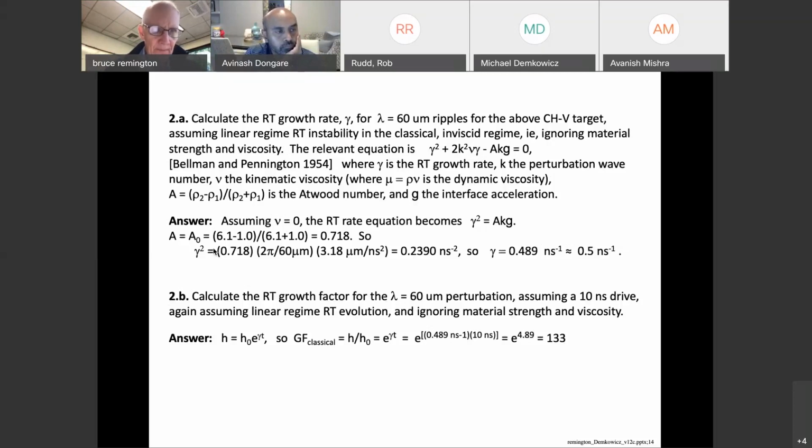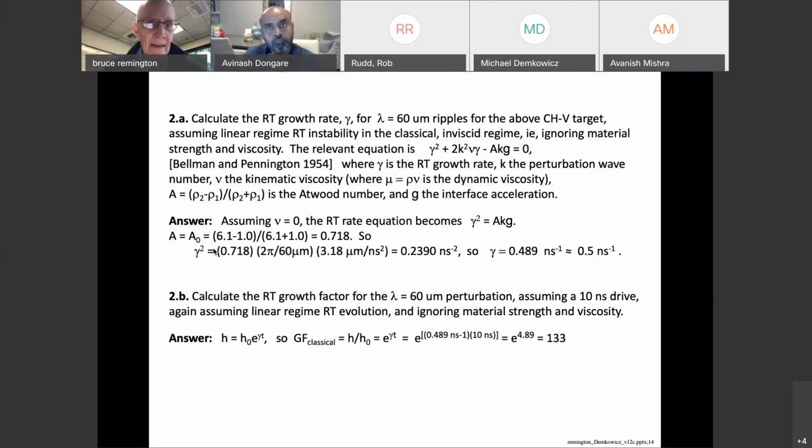Part 2B: calculate the Rayleigh-Taylor growth factor for the 60 micron wavelength perturbation for a 10 ns drive, again assuming linear regime Rayleigh-Taylor and ignoring material strength and viscosity. So if you assume that the amplitude of the ripple is given by h, and that the initial amplitude is h naught, then h over h naught, that ratio, is the growth factor: how much the ripple amplitude has increased in time.